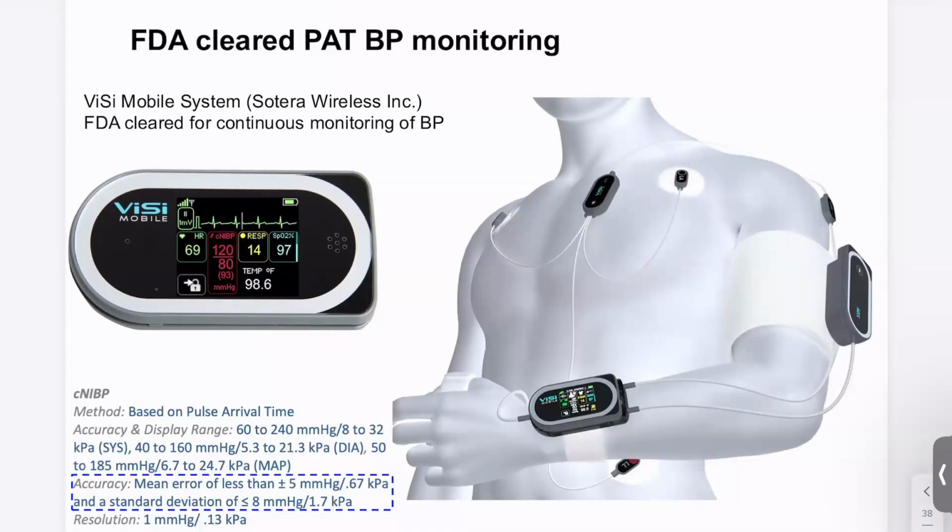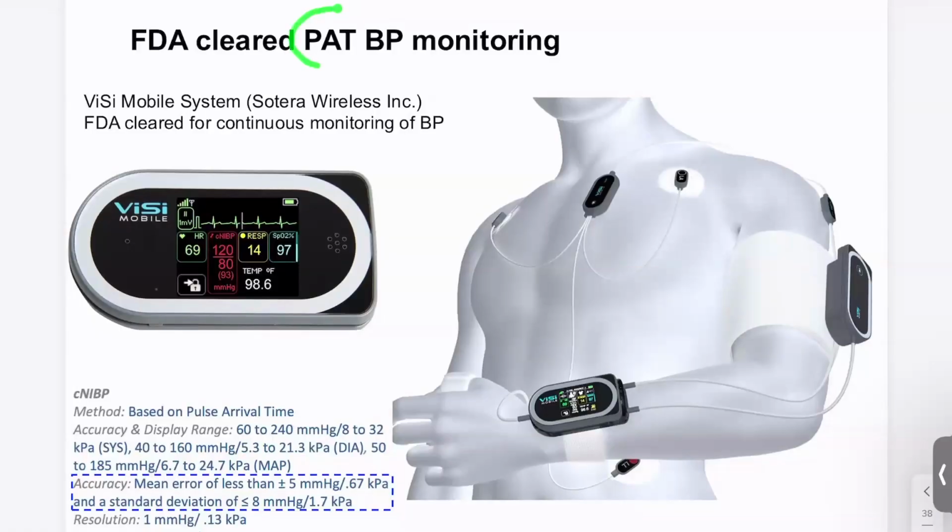This device also has two sensors, two units, one at the hand, the other at the chest. So this is a PAT-based method. What does the limb unit measure? PPG or heart rate for SpO2. Oh yeah, that includes SpO2.